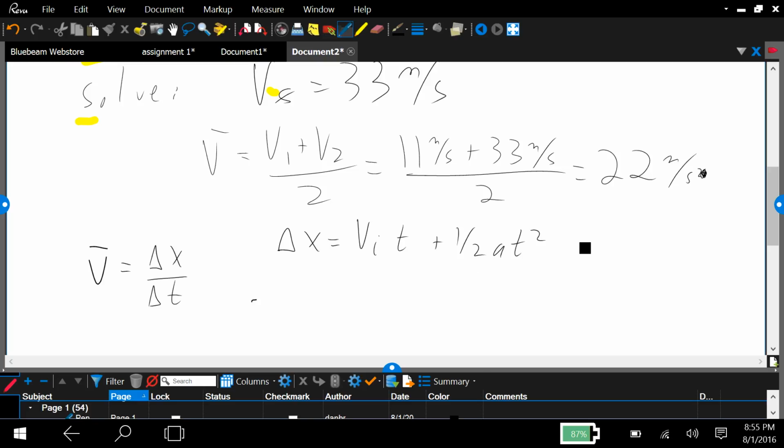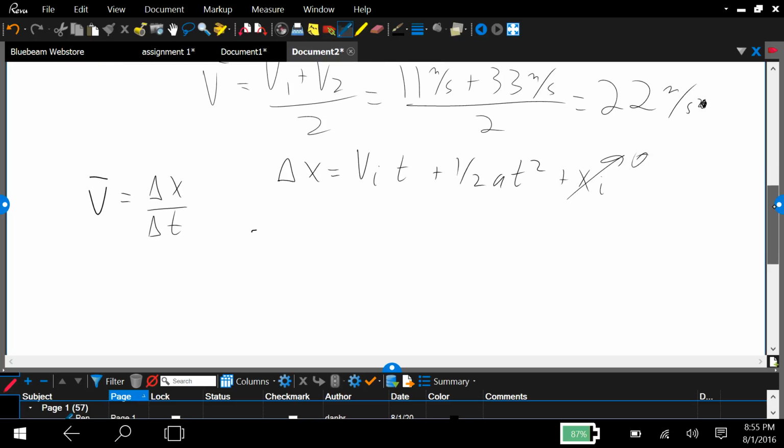Or we could use the other formula, this v final squared is v initial squared. I'm going to add in here the x initial, though it's going to be 0. That is, we're going to assume we started at a position of 0 when we're finding our change in x. It doesn't matter what we call this number when we do our change over here on the left. We're starting at the same answer there.